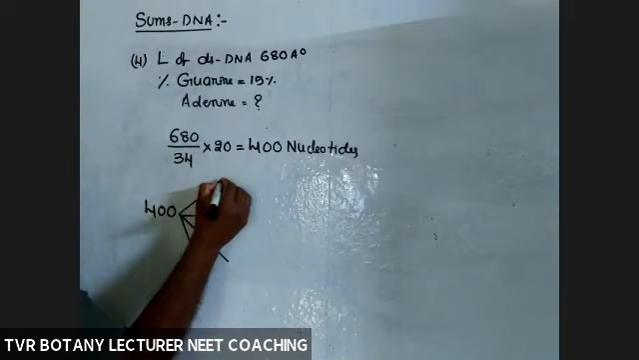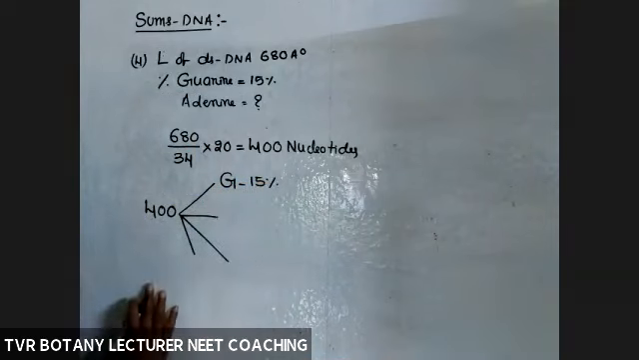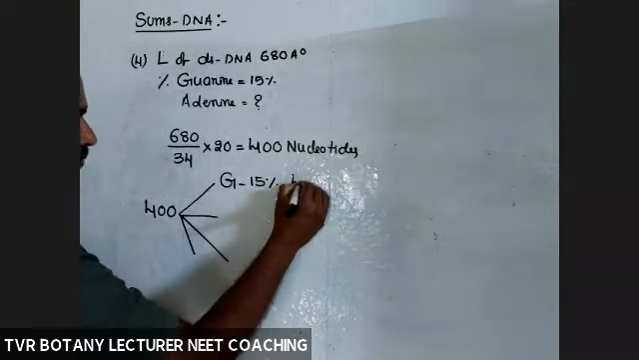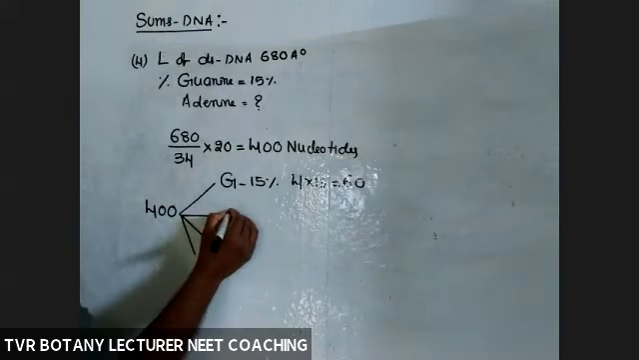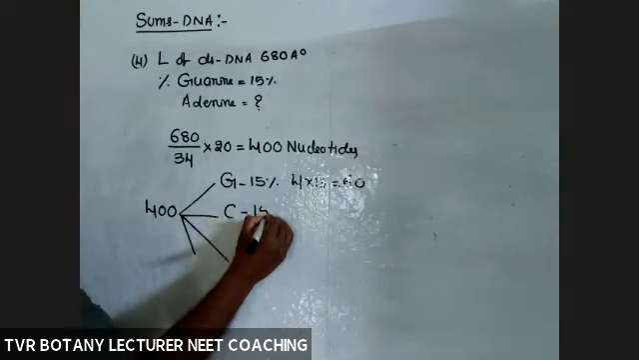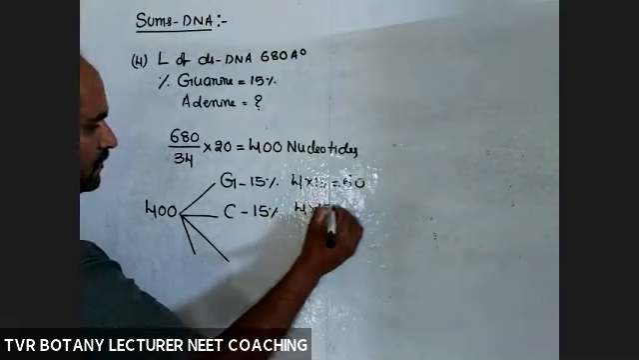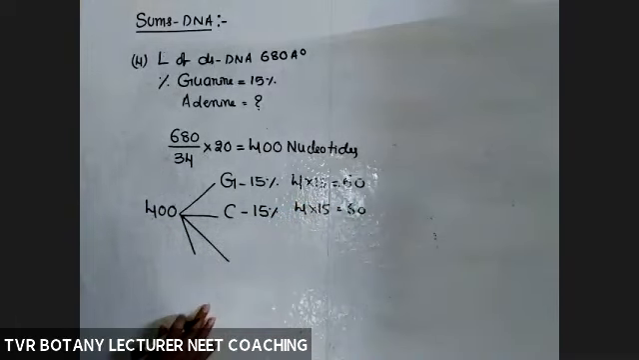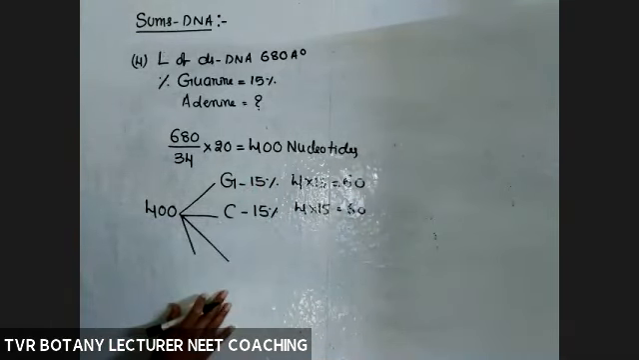So guanine number. First take guanine. How much percentage? Guanine is 15%. So according to that, how many hundreds? 4. 4 into 15. How many? 60, sir. 60. Okay. C also 15% only. C number also 4 into 15, 60. Okay, 120. Or you continue it, no problem.